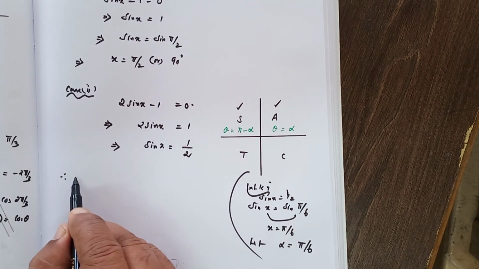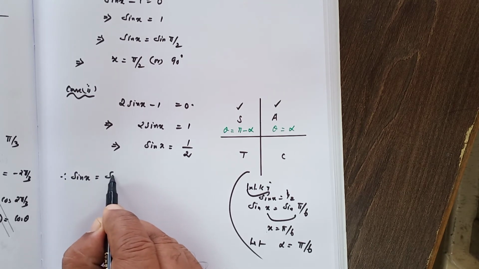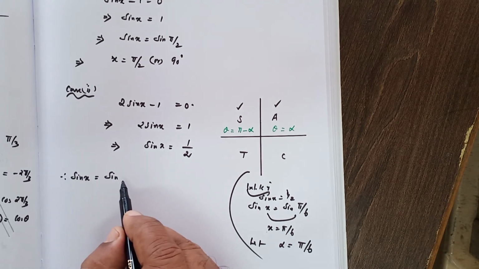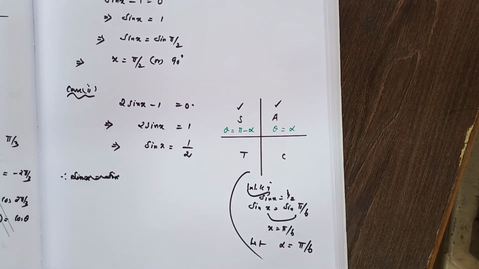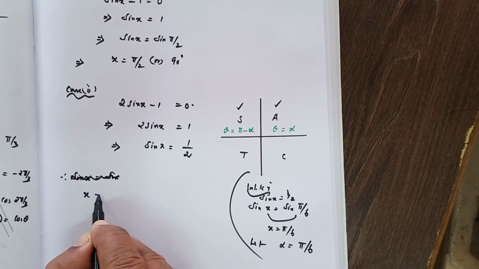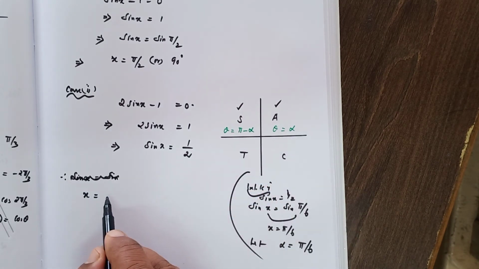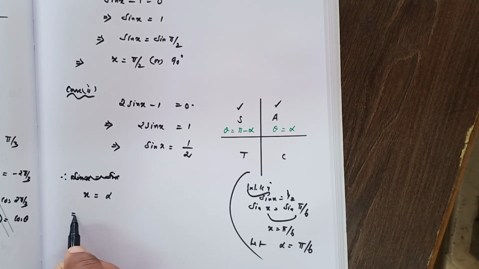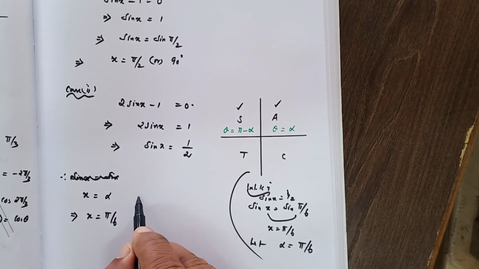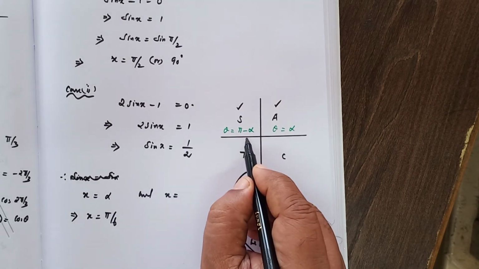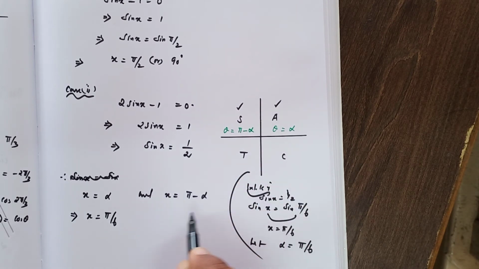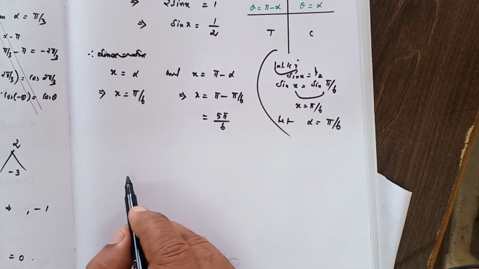Now sin x is equal to sine of... so do one thing, you write the solution: theta is equal to x, which is equal to alpha, which implies x is equal to alpha, that is pi by 6, and x is equal to pi minus alpha, which implies x is equal to pi minus pi by 6, that is 6 pi minus pi, 5 pi by 6. Finally write the solution.